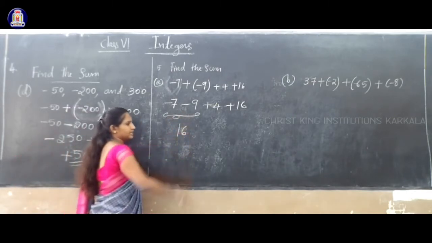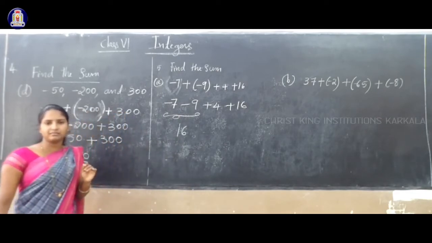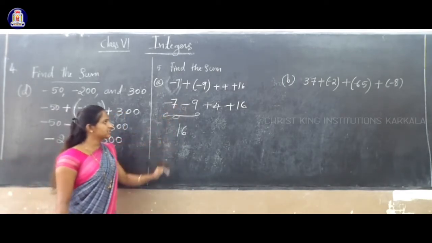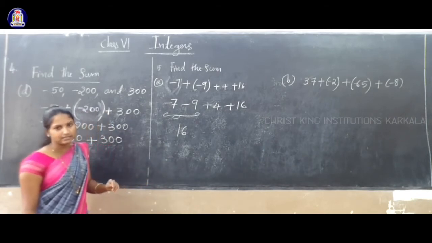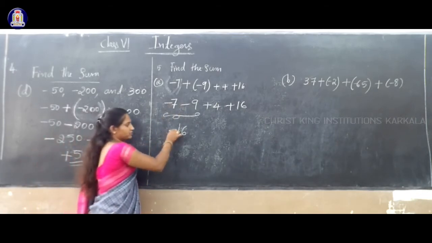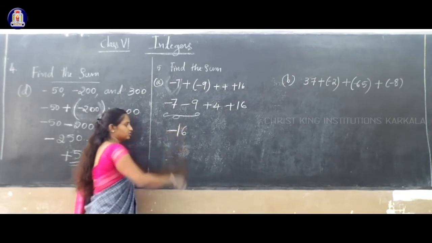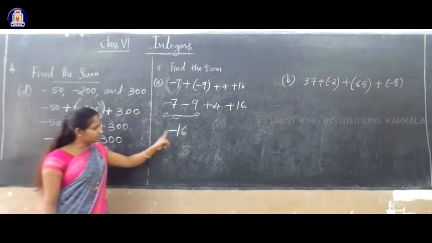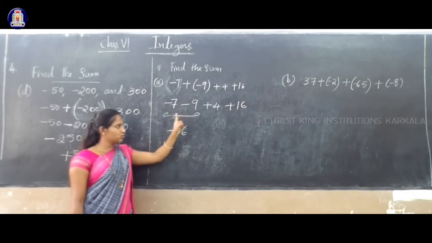Then we want to see the greater number's sign. Which is the greater number here, 9 or 7? 9 is greater, and that sign is minus. Clear? So next, you write the greater number's sign. The greater number is 9, that sign is minus. Clear? We solved these two integers.